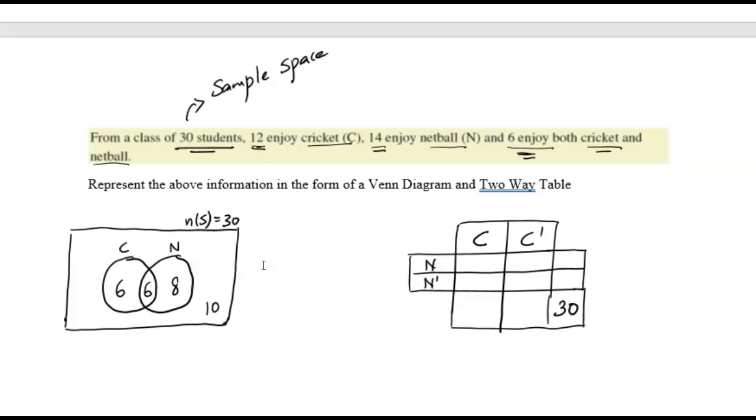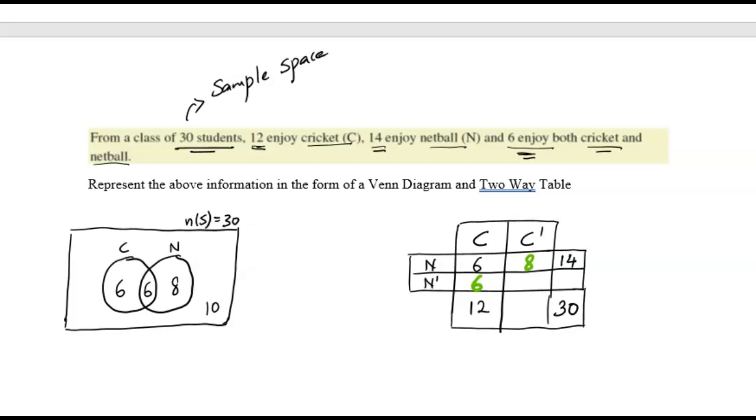So let's start again from the middle. 6 students enjoy both cricket and netball, so that number is going to go into the cricket and netball box. Now 12 students enjoy cricket, so the total number for cricket is going to be 12, and 14 students enjoy netball, so the total number for netball is going to be 14. And again, we're going to do the subtraction, so the remaining number that's going to go into this box here is 12 minus 6, which gives us 6. Similarly on this box, 14 minus 6 gives us 8.